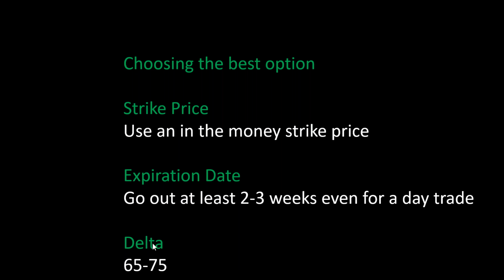The delta should be 65 to 75 or so on the option that you take. You want to take a look at the expiration dates and the strike prices, find something that doesn't have a really big bid-ask spread, and look for a delta of 65 to 75. All right, so that pretty much covers options, the basic stuff.